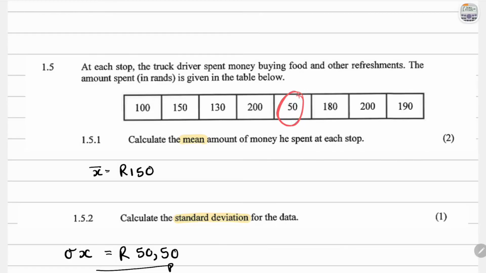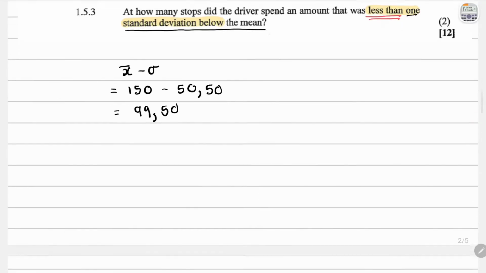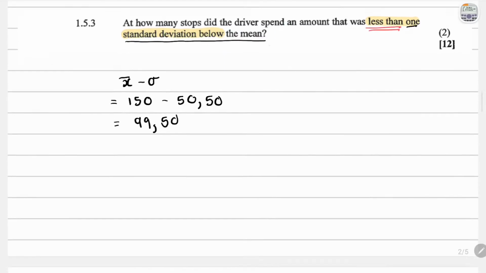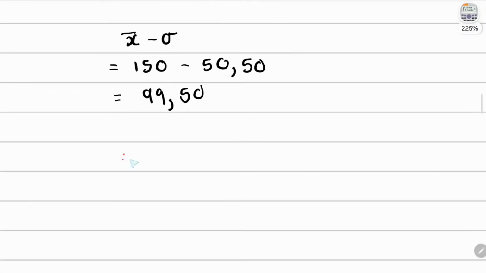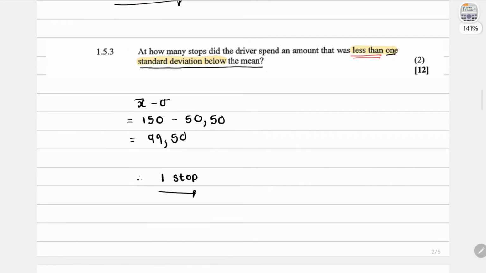That's just 50. There was only one day that the truck driver actually spent that amount. So since it was only one stop, we're going to answer them. They said, how many stops did the driver spend an amount that was less than this, and this was just one stop. That is how many stops. And that is it for question 1.